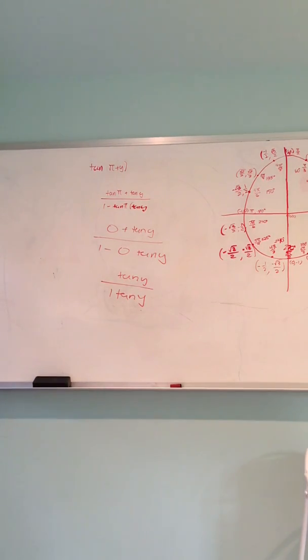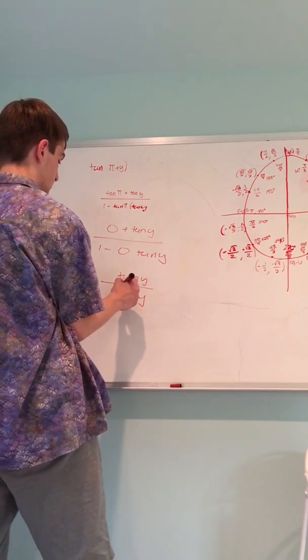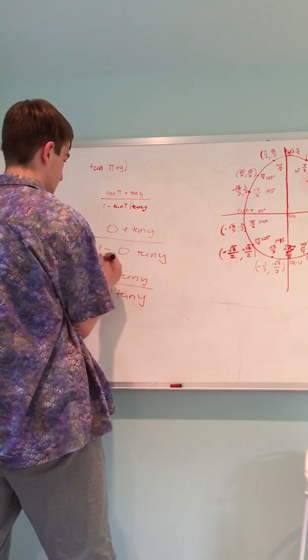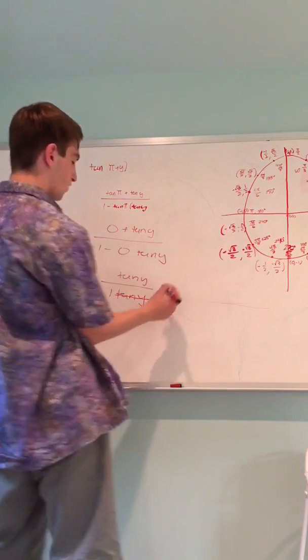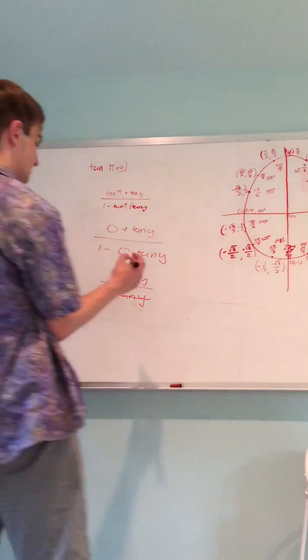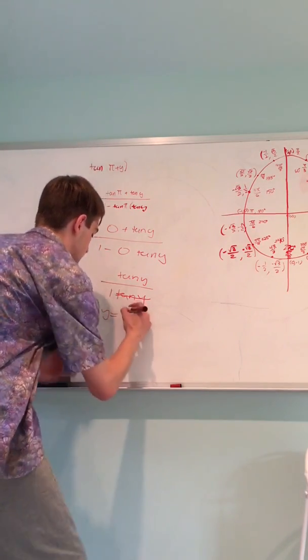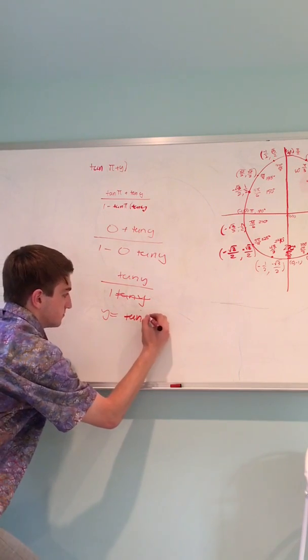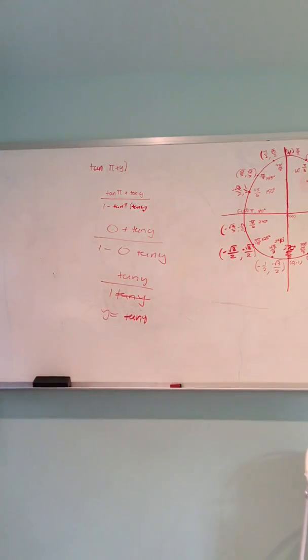Don't forget that. And then after that, you're going to want to cancel these out. Since we have the 0 up here, this one cancels out, and we have tan y over 1. So what that equals, that's telling us the answer is tan y. So there we go, that's the equation. Now we'll move on to a different one.